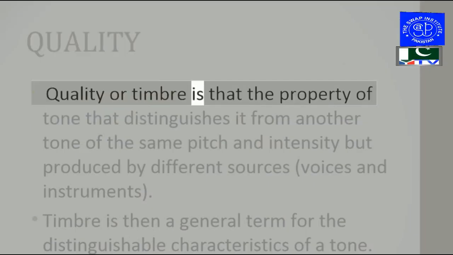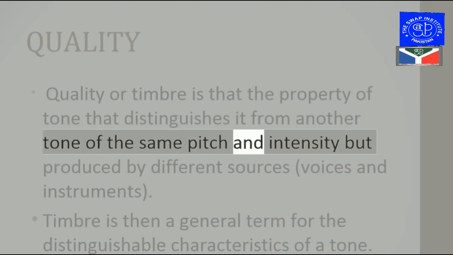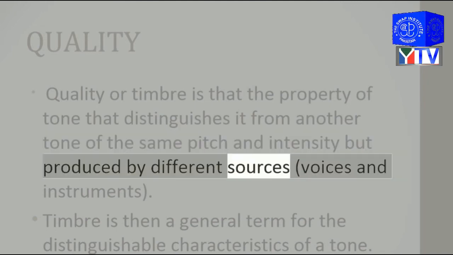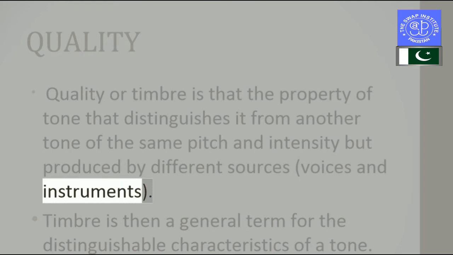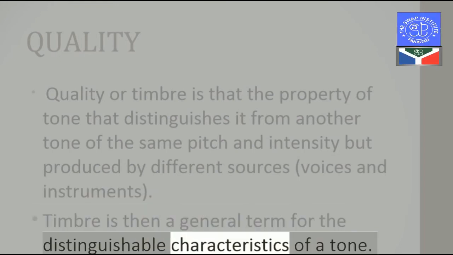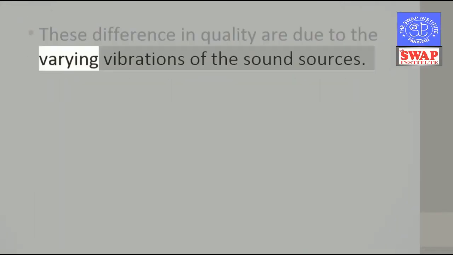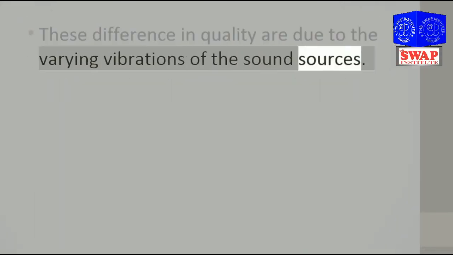Quality or timbre is the property of tone that distinguishes it from another tone of the same pitch and intensity but produced by different sources, voices and instruments. Timbre is then a general term for the distinguishable characteristics of a tone. These differences in quality are due to the varying vibrations of the sound sources.